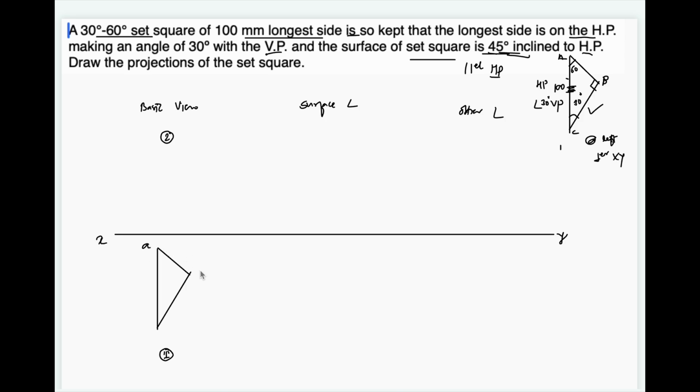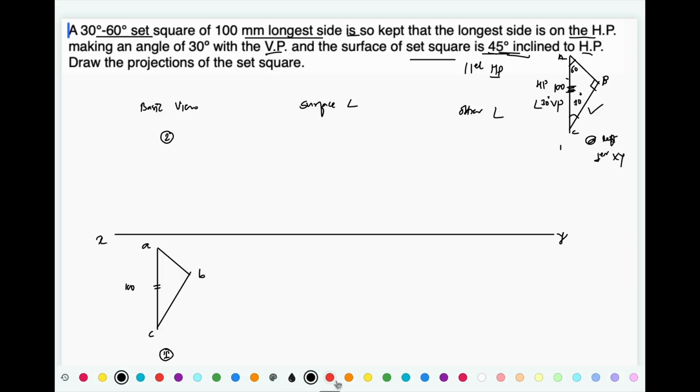So let's say this is ABC. This is our resting reference, the longest side 100. Okay, now take projections for the front view. I'll project it till XY only. Why? Because it is resting on that longest side in HP. If the object is in HP, its front view is going to be on the XY line, and if the object is in VP, its top view is going to be on the XY line.